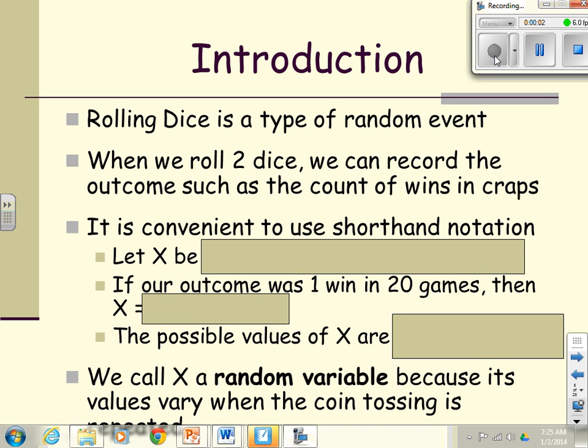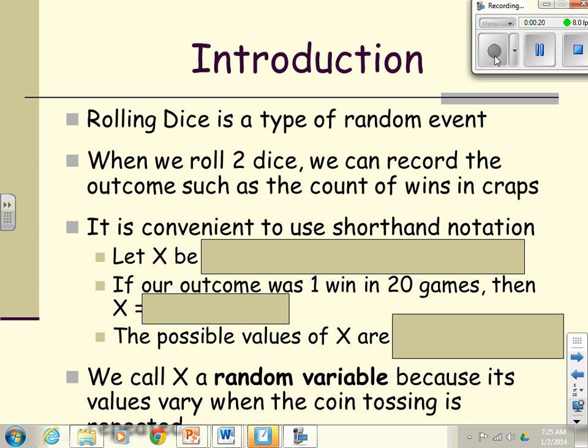Okay, so this is our intro to the first section in chapter 7, 7.1. It's going to be talking about discrete random variables. But before we really get into that, let's sum up what we just did with our craps example. It says rolling dice is an example of a random event. Well, obviously that makes sense because we don't know what outcome we're going to get.